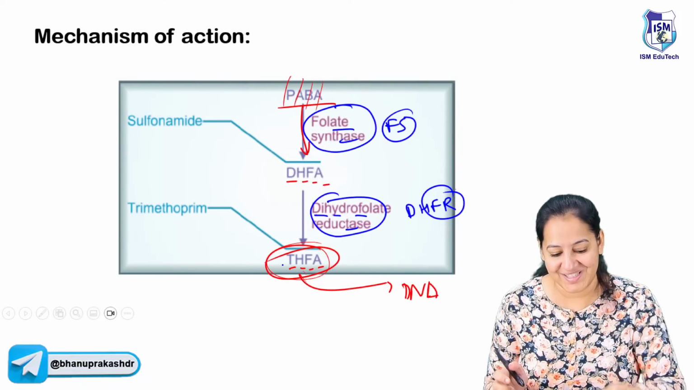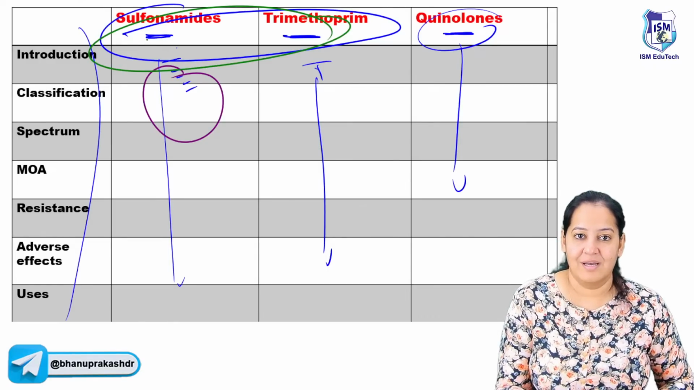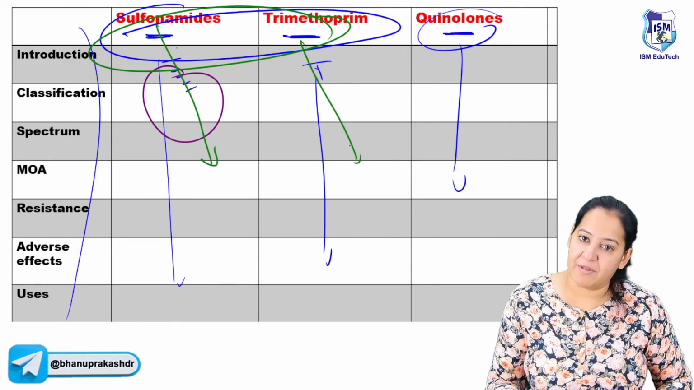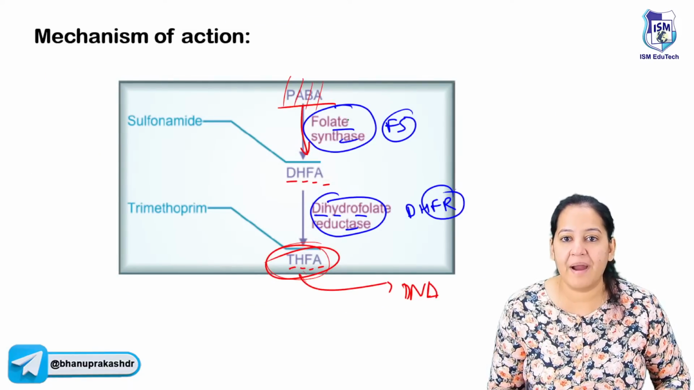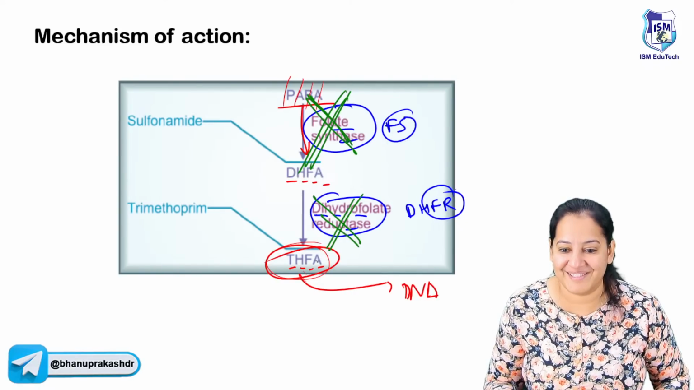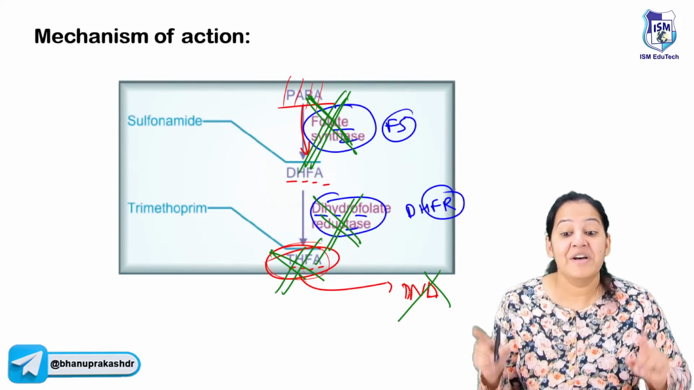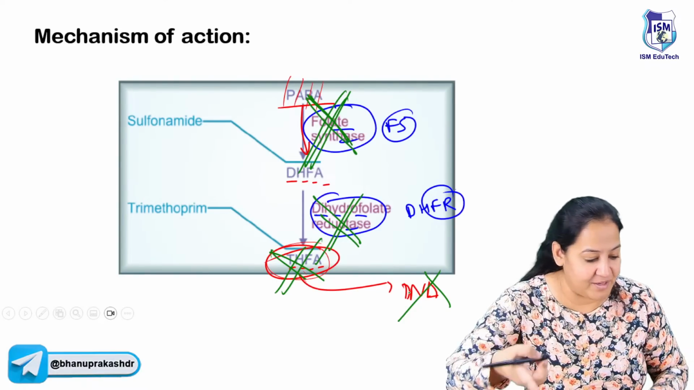So see the 2 drugs. Sulfonamide. I'm teaching you the first 2 drugs. Sulfonamide inhibit the first enzyme. Trimethoprim inhibit the second enzyme. Sulfonamide inhibit folate synthetase, and trimethoprim inhibit folate reductase. So both of them inhibit folic acid. No folic acid, no DNA. So both of them are indirect inhibitor of DNA synthesis.